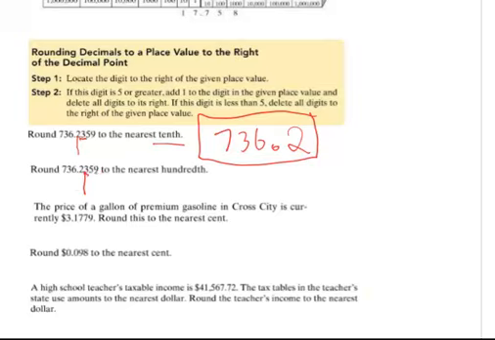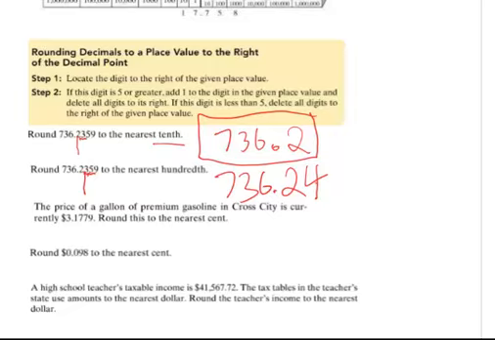So in order for me to round it, I need to look at the number to the right of the 3. Well, the number to the right of the 3 is a 5. Since it's a 5, I'm going to leave my 736.2 alone, but that 3 is now going to become a 4, and I'm not going to write any other numbers after that.